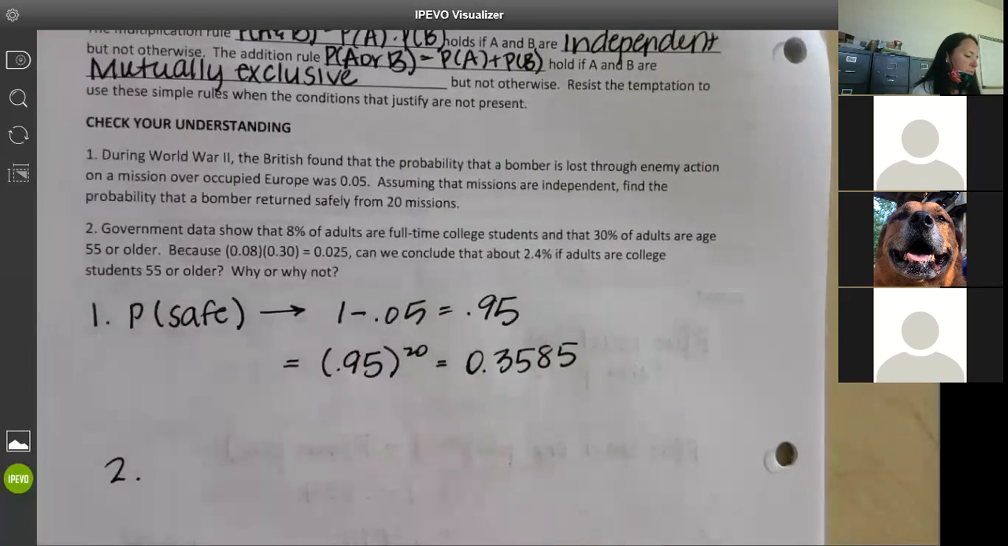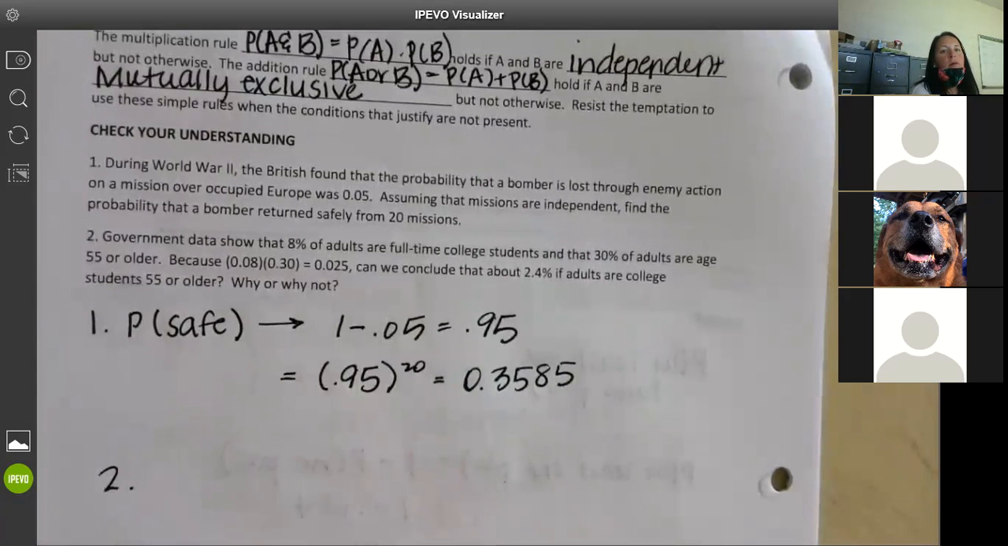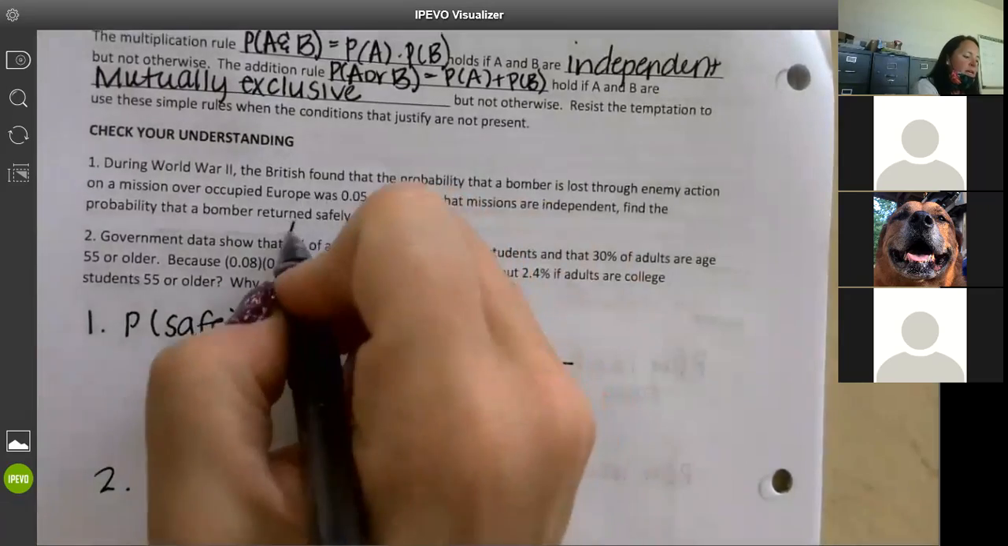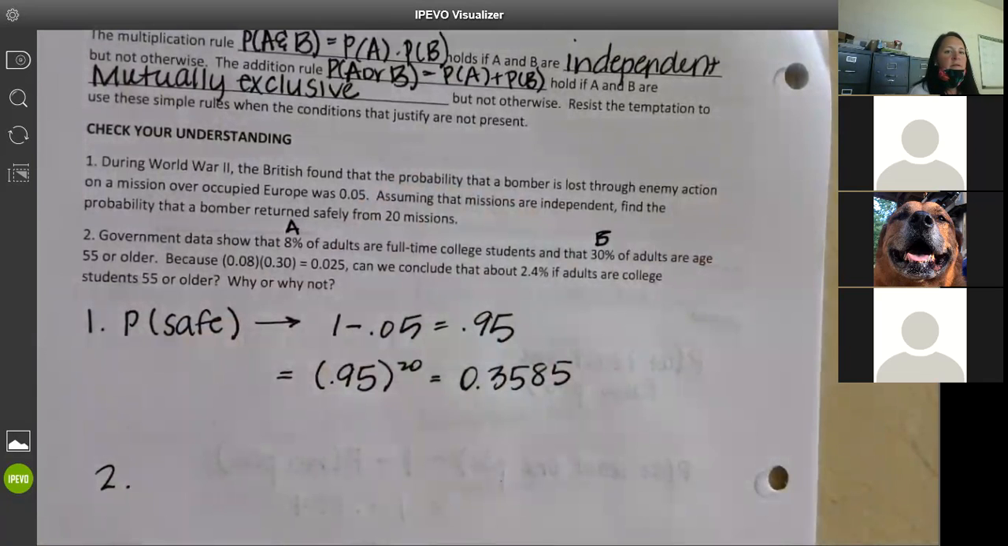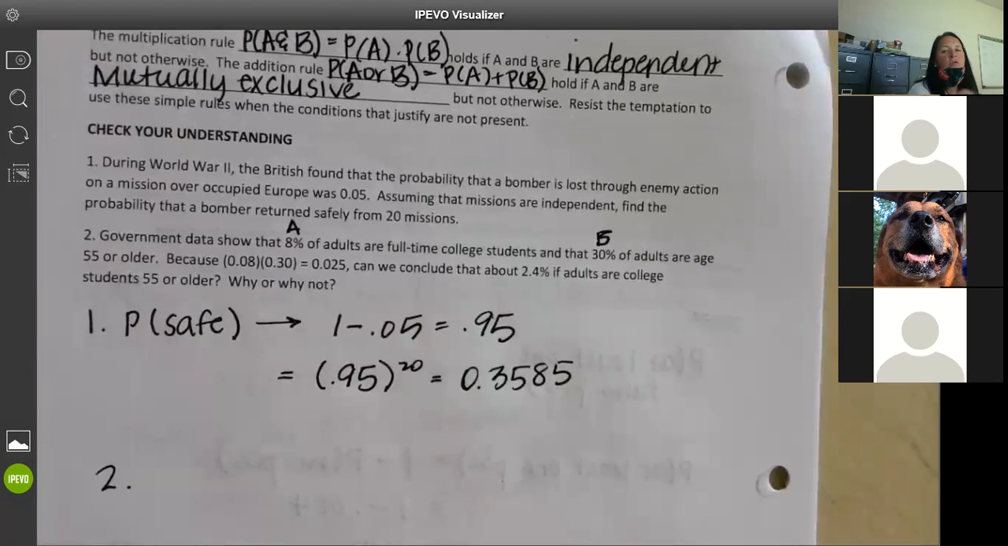Number 2. Government data shows that 8% of adults are full-time college students and that 30% of adults are age 55 or older. Because 0.08 times 0.30 is 0.024, can we conclude that about 2.4% of adults are college students 55 or older? Why or why not? So what it says is we have an event A and an event B. Can we conclude that 2.4% of adults are college students 55 or older? Yes or no? Why?